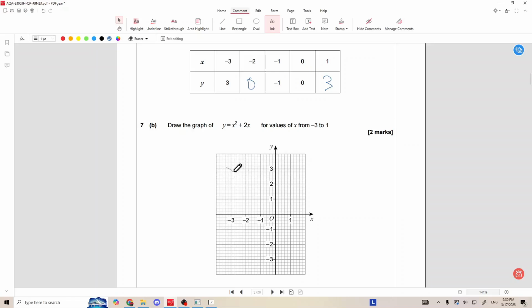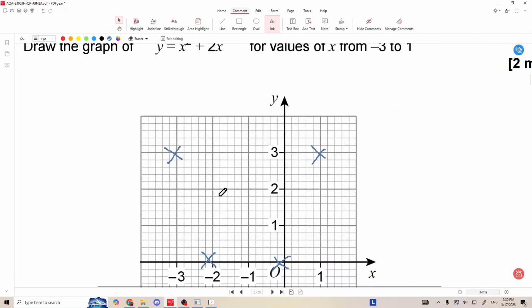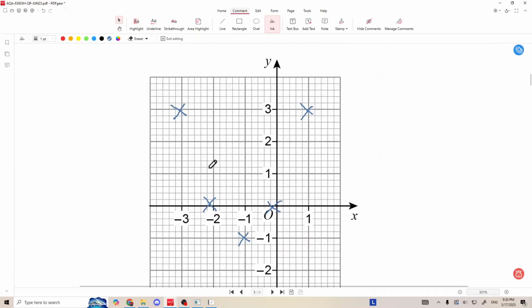So, this is at 3. This is at 0. This is at -1. This is at 0. This is at 3. So, I'm gonna try my best to draw this in a way that doesn't look terrible. I don't know how they judge the marking scheme for this, but I'll try my bloody best. Alright, go.